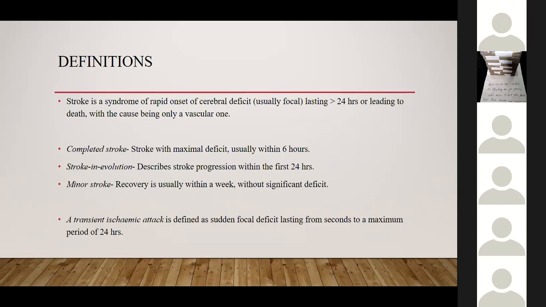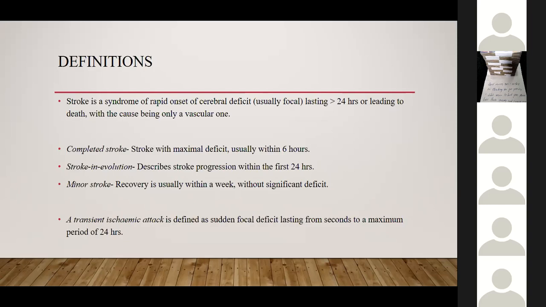And whatever is causing this deficit should be due to a vascular problem. That is what makes a stroke. So if you have a patient who comes to you with left-sided weakness, you have a differential in your head, or you are thinking of a differential that, all right, this could be a stroke with left hemiplegia.